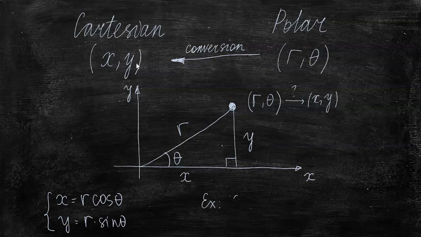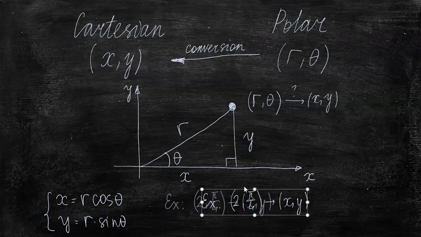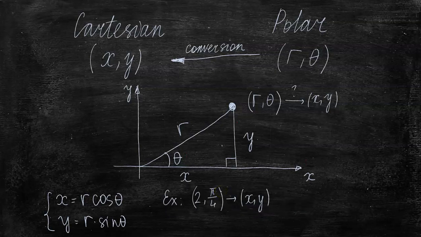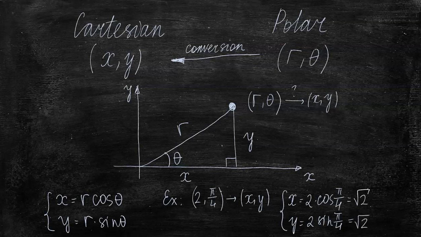So for example, let's convert the point 2, pi over 4 into x, y. So let's find the Cartesian coordinates of the point 2, pi over 4. We're just going to follow the steps that we outlined. So x will be equal to 2 times cosine of pi over 4, and y will be equal to 2 times sine pi over 4, and in this case it's actually the same. So the x and y coordinates will be radical 2, radical 2.